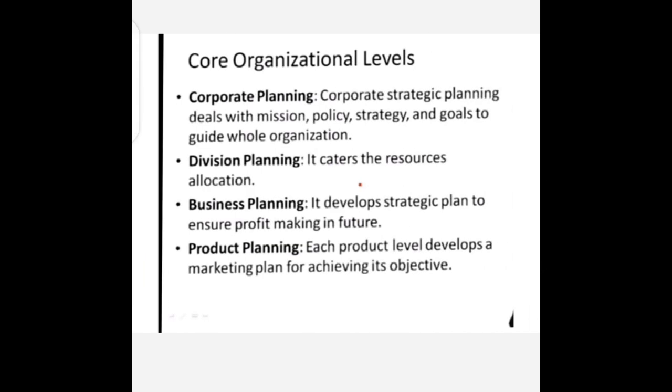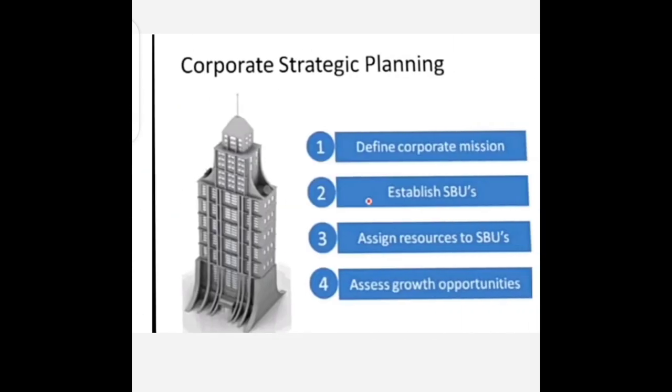Corporate planning includes corporate strategic planning, which deals with mission, policy, strategy and goals to guide the whole organization. Division planning caters to resource allocation, and business planning is required to develop a strategic plan to ensure profit making in the future. Product planning: each product level develops a marketing plan for achieving its objective.